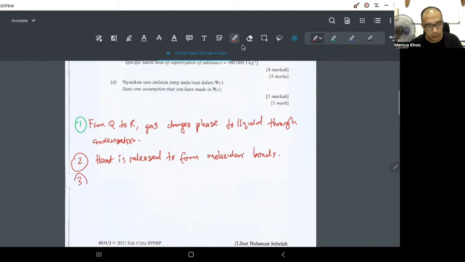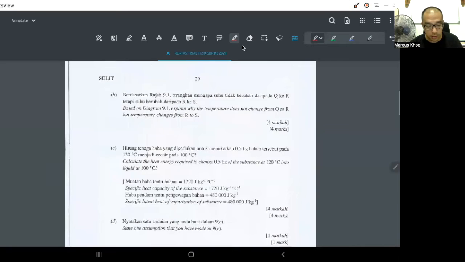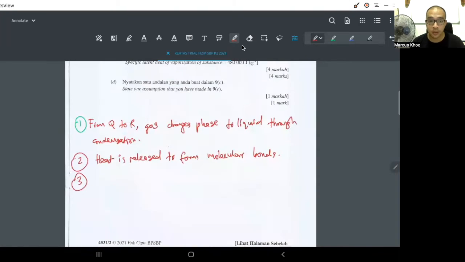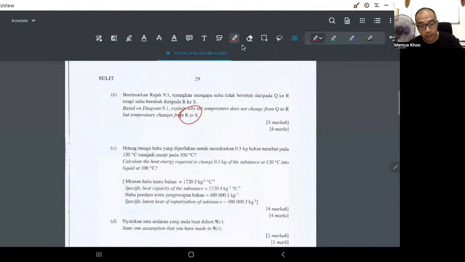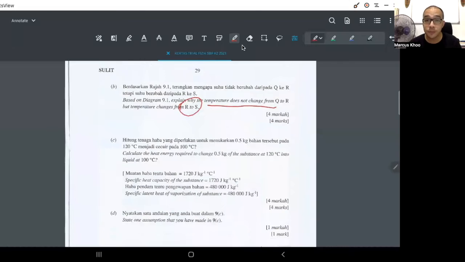Now, the third one, of course, we have to talk about R to S. Why there is a temperature change. Actually, I should add, although it's not necessary, heat is released to form molecular bonds, so there is no temperature change. Supaya kamu menjawab soalan: explain why the temperature does not change.